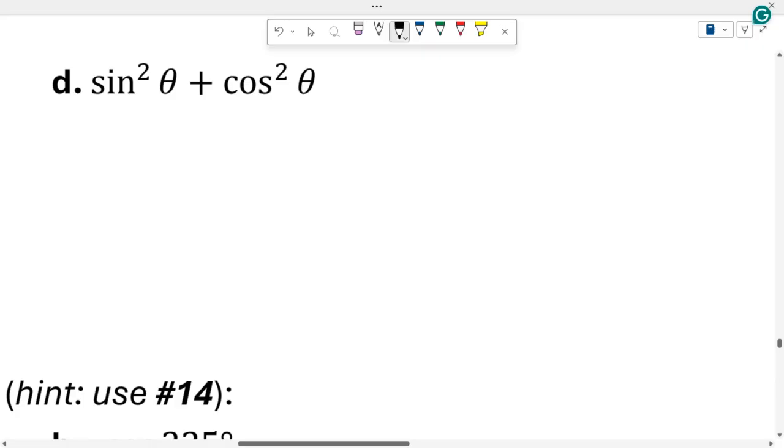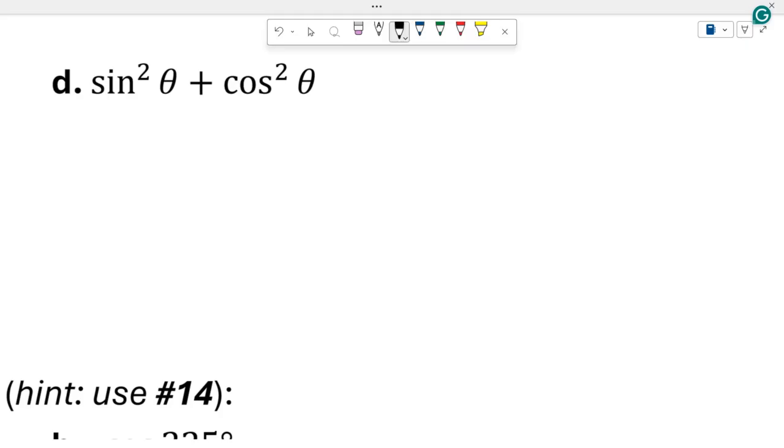All right, part D. So speaking of squared, we have an expression here that says sine squared theta plus cosine squared theta. So this is something called a Pythagorean identity. There are, in trigonometry, three of them. This is one of them. And of the three, it is by far the most important one.